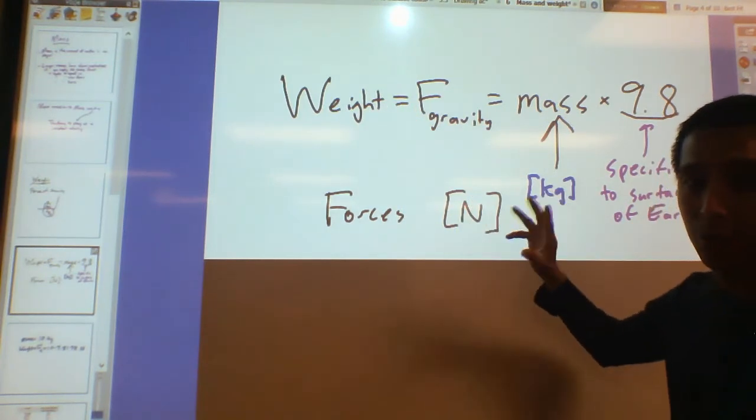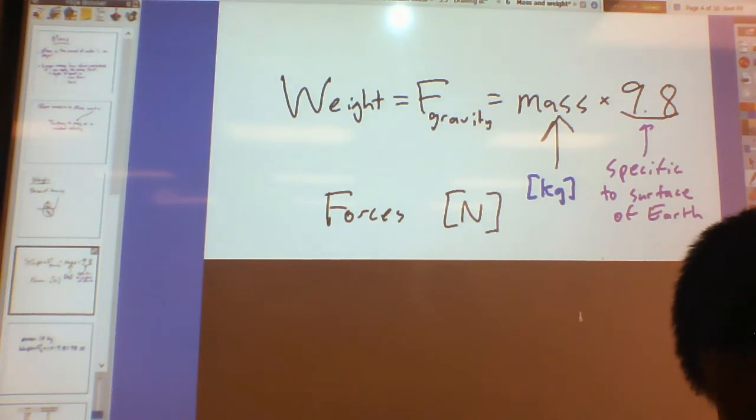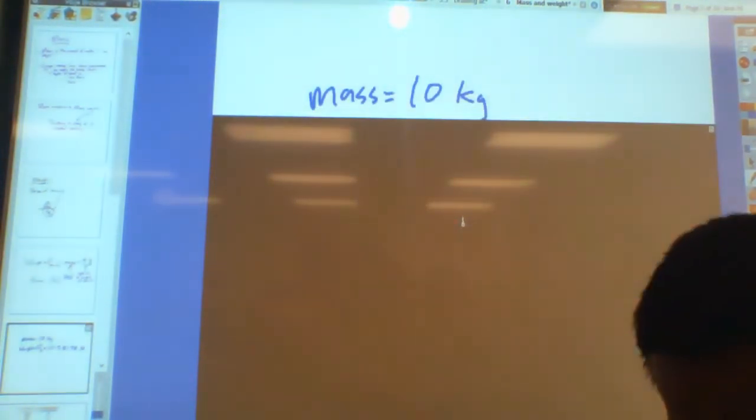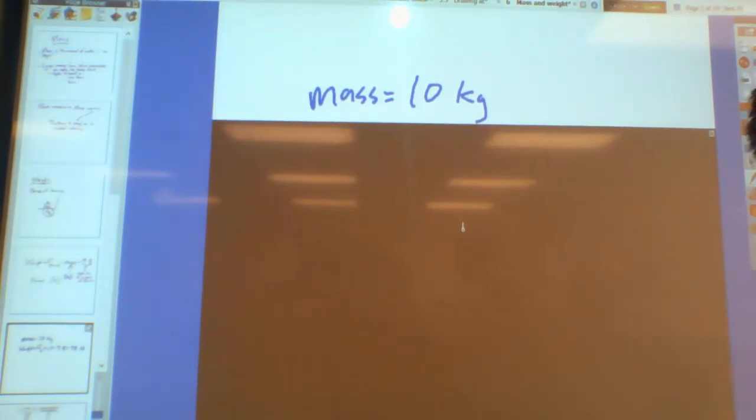All right, so let me give you a numeric example. Say you had an object with a mass of 10 kilograms. So the appropriate thing to say is that the object has a mass of 10 kilograms.